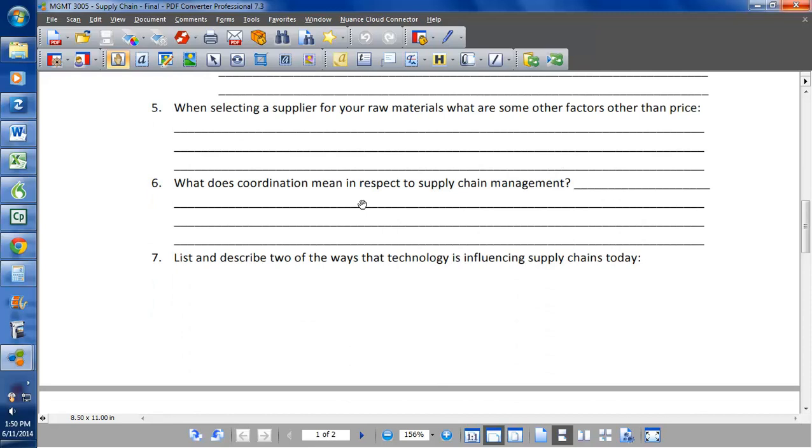So the quality, the delivery time, also customer service. What happens if they ship you something that's bad? Do they replace it quickly, or do they give you a hard time and make you eat the cost if something was bad, right? So those are other important factors.